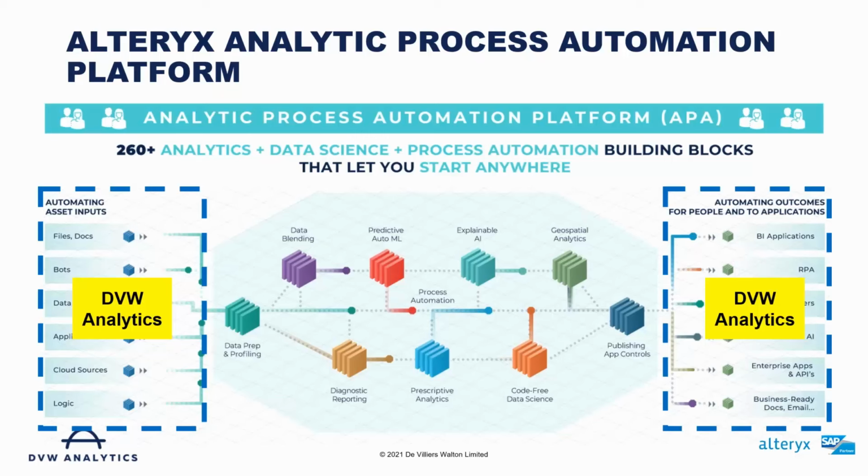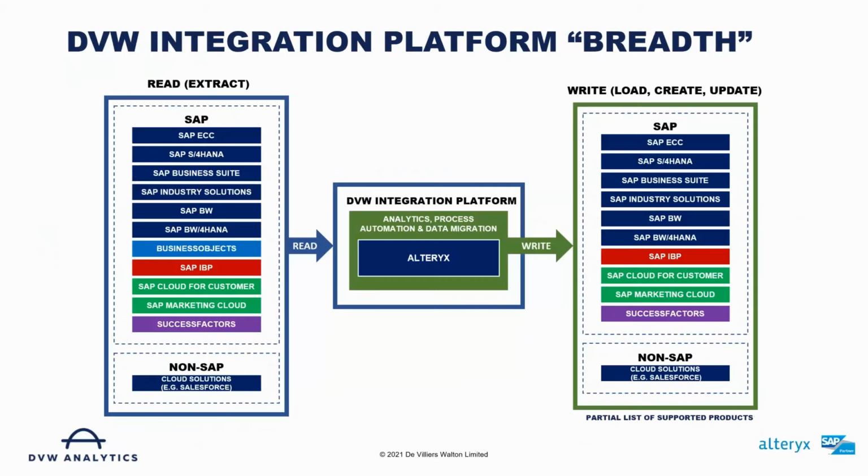So let's take a slightly more DVW-centric view of this. And we'll talk about the breadth of our DVW integration platform, one of the key components of which is our connectors that work with Alteryx. On the left-hand side of the screen, you see a subset of some of the SAP products that we're able to extract data from. For our purpose today, again, we'll focus on SAP ECC. And on the right-hand side, you'll get a sense of some of the systems that we can write data back to. And again, we'll focus on SAP S/4HANA today. The SAP products here are just a very small number of the overall products that we support within the SAP platform.